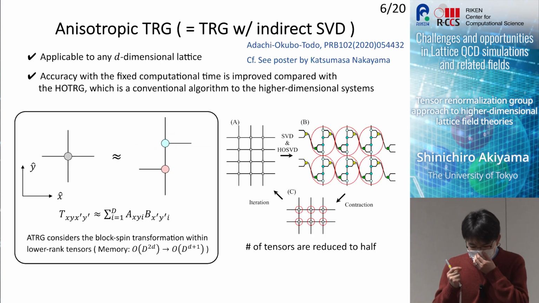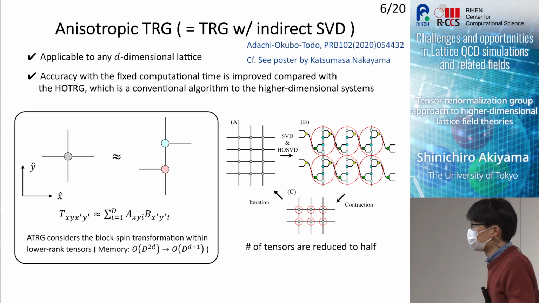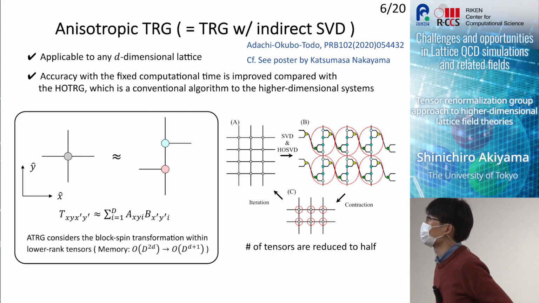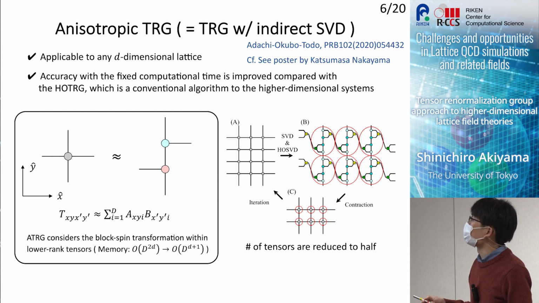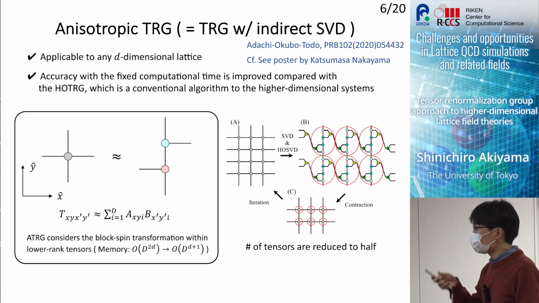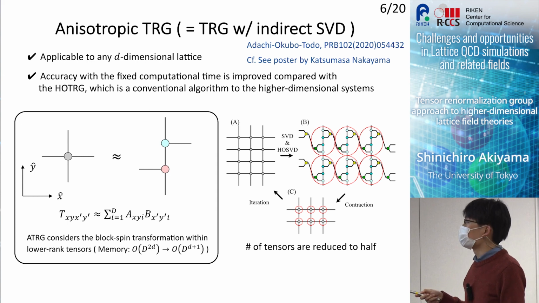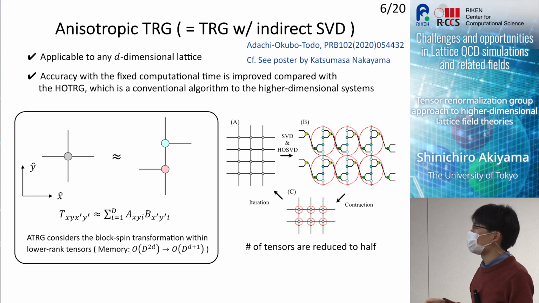Recently, we have another powerful candidate to investigate higher dimensional systems with the TRG algorithm, which is the so-called anisotropic TRG proposed by these guys. The algorithmic detail of this anisotropic TRG is a little bit complicated, but the essence of this algorithm is the following.